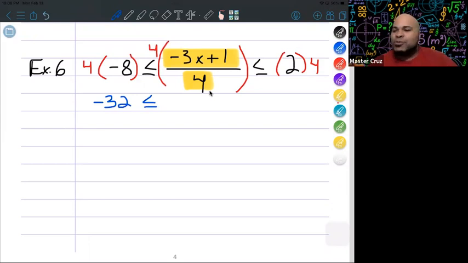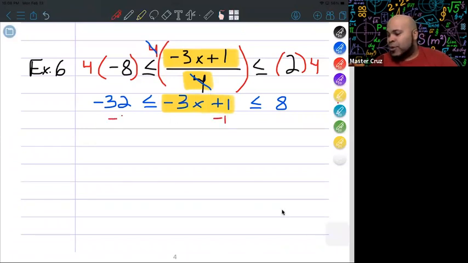Now, you don't actually have to multiply the 4, because when you multiply this 4 times that 4, it cancels. And you just drop whatever was in the middle. So you drop the -3x plus 1, drop the less than or equal to sign, and then 2 times 4 is 8. So this is looking way better now because, hey, it's a two-step inequality. All you have to do is move, divide, move, divide. So if I subtract 1 everywhere, -32 minus 1 is -33, which is less than or equal to -3x, which is less than or equal to, because 1 minus 1 is 0, 7.